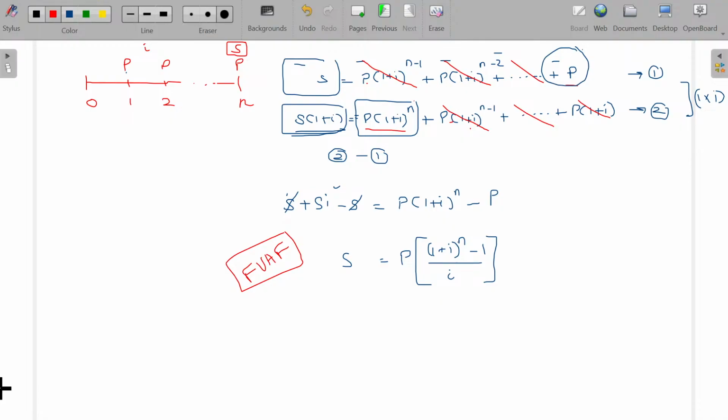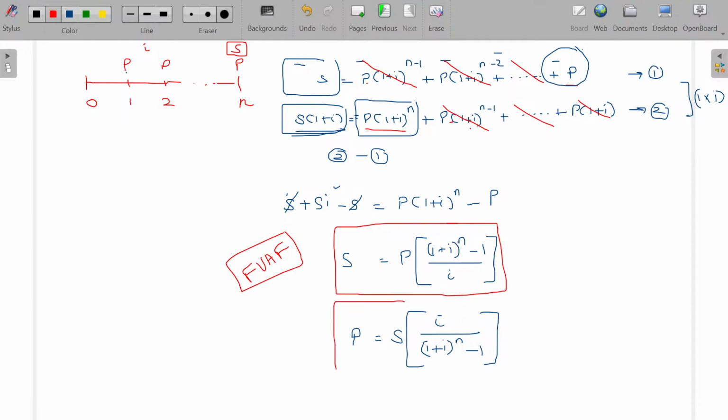Now, to calculate P, what we can do? P is equal to S into I divided by 1 plus I to the power n minus 1. So we have two formulae. Usually the first formula can be used for recurring deposit. Second formula can be used for sinking fund, debt repayment, as well as replacing the assets. For that required fund could be arrived by investing so much money every period together with interest. Is that clear? Hope you will be now able to understand these two formulae. So first formula you understand, second formula also quite bit okay.